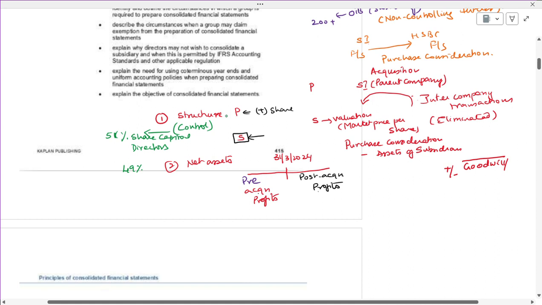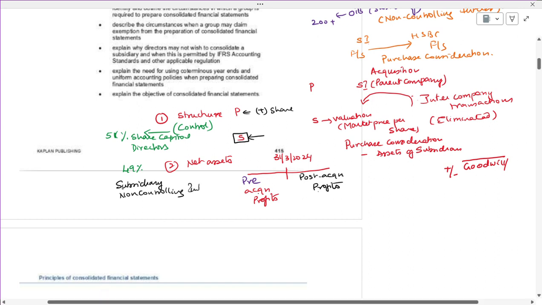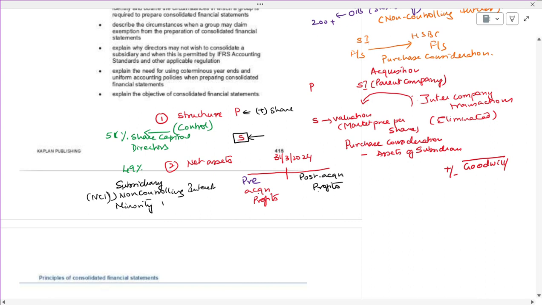If it is less than 49%, we call it a subsidiary, and there are various words we use. We call it a non-controlling interest, or NCI, or we also call it a minority interest. But as per the IFRS standard, we call it a NCI. That's all we are doing.